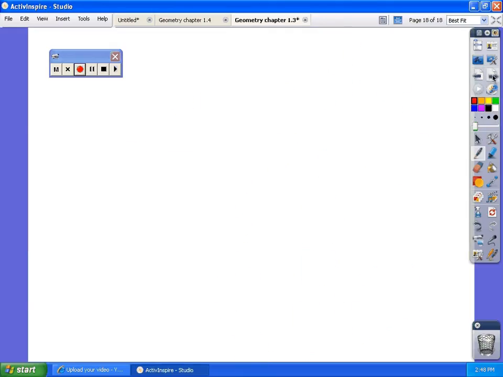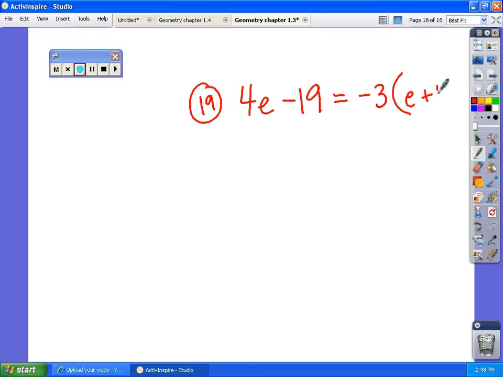The next problem, number 19, is 4e minus 19 equals negative 3 times, and you notice the parentheses, so I know I'm going to have to distribute as my first step, e plus 4. So first thing I'm going to do is distribute the negative 3, and that would equal negative 3e minus 12, because negative 3 times 4.